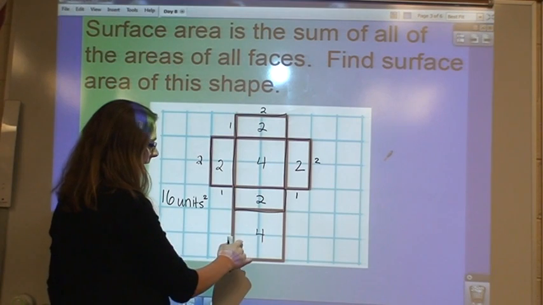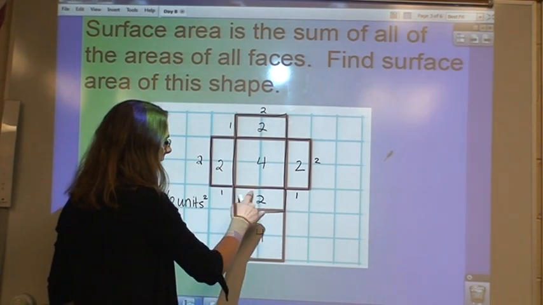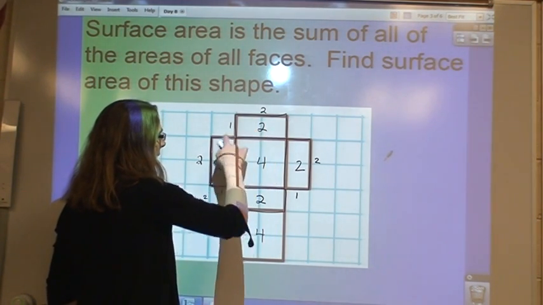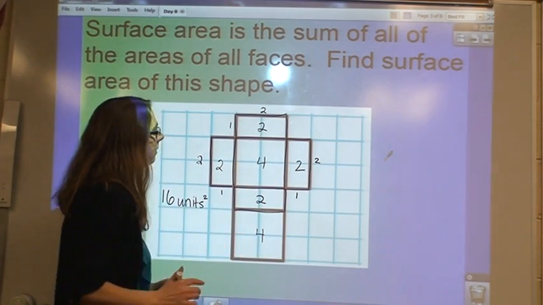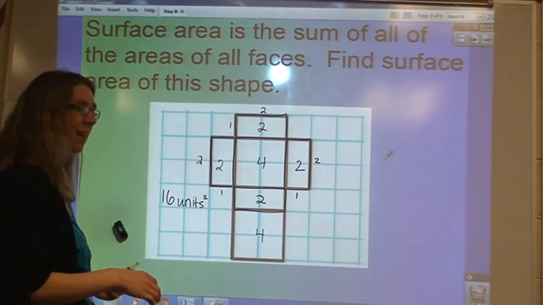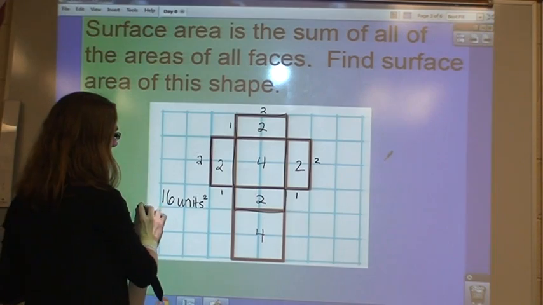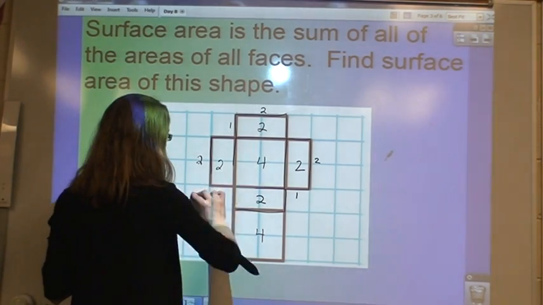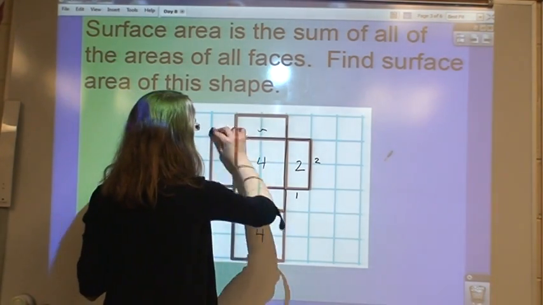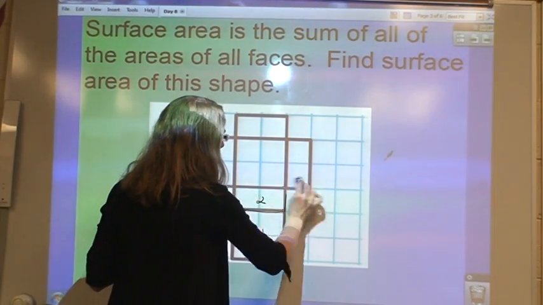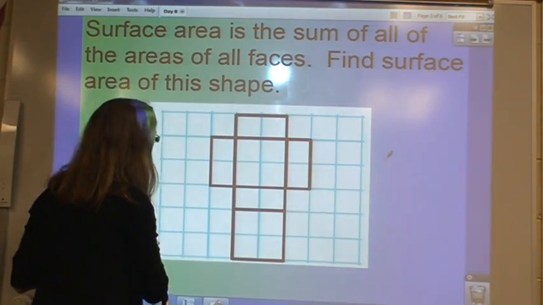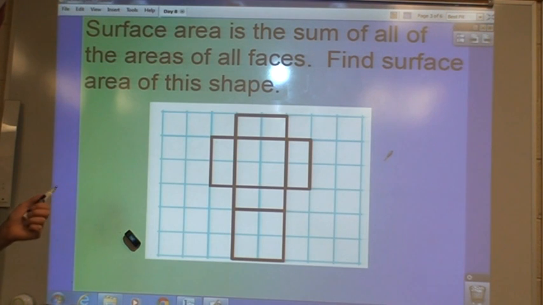If I want to check, I can count 1, 2, 3, 4, 5, 6, 7, 8, 9, 10, 11, 12, 13, 14, 15, and 16. So surface area is really not too bad if you have the net and it's already given it to you. All you have to do is find the area of its surfaces. Although, as you'll see on the next slide, it can be a little bit more confusing. It's still, I don't think, going to be too bad.